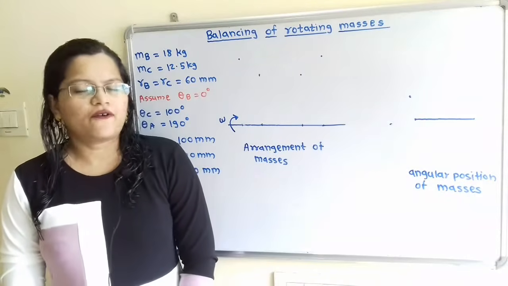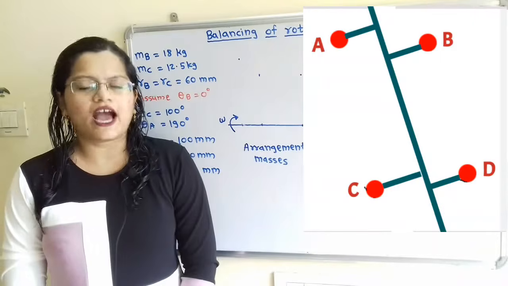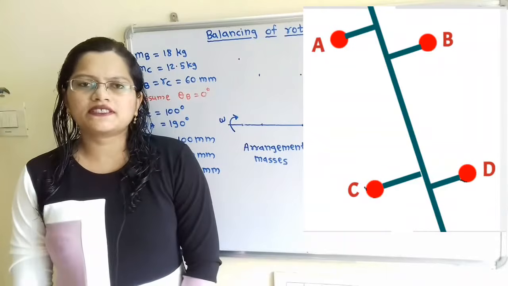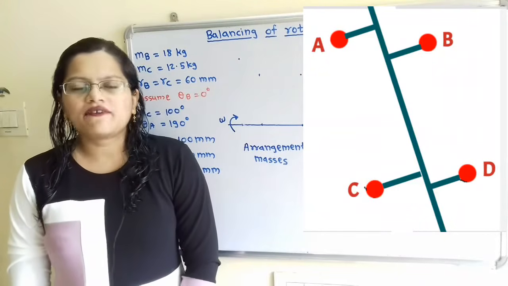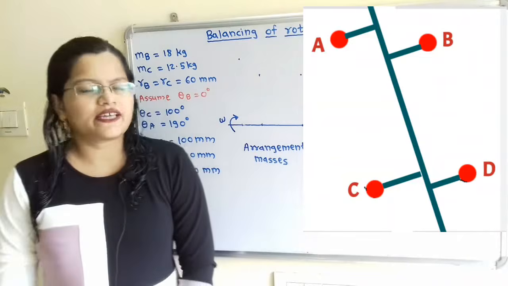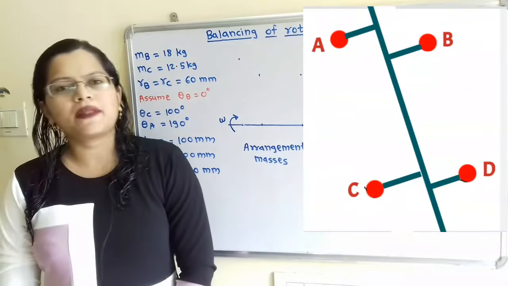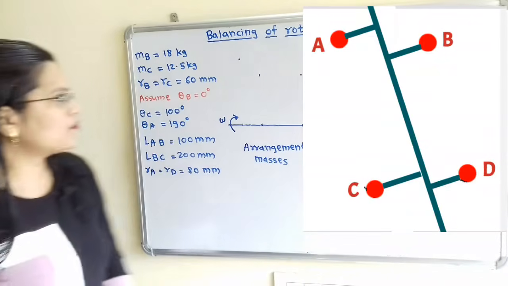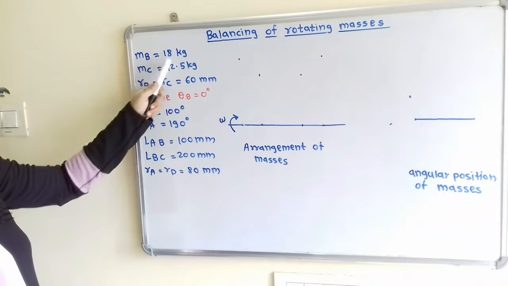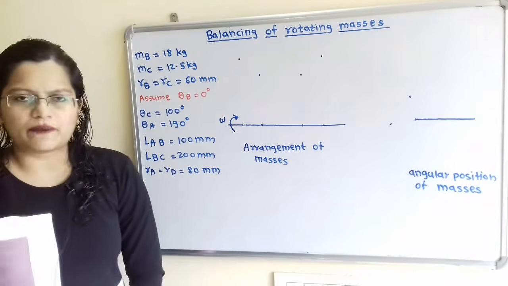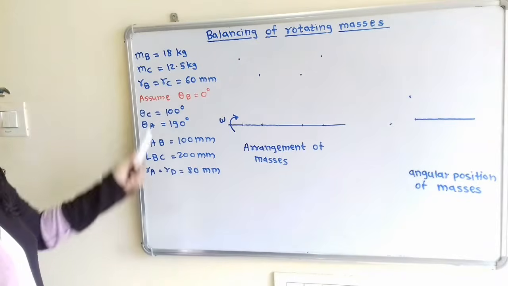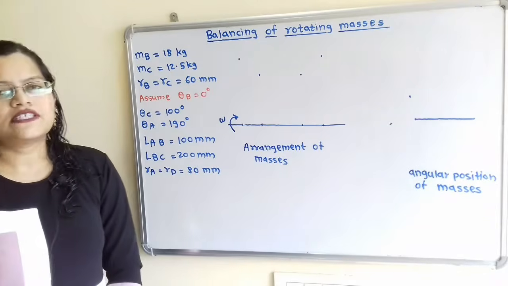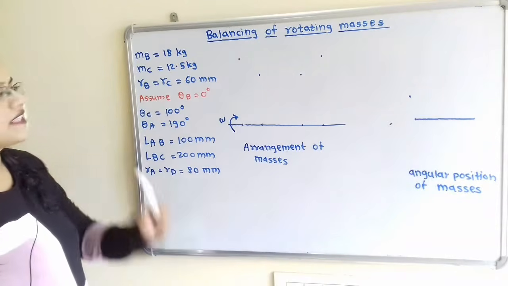In this question, four masses A, B, C and D are rotating in different planes about the shaft and the system is dynamically balanced. From the given data, we will draw the diagram for the arrangement of masses rotating in different planes as well as angular position of the masses. Now, if we observe the mass B, that is MB 18 kg, MC 12.5 kg. So these masses are mentioned. Now the eccentricity for this mass B and C is mentioned and that is equal to 60 mm. So how to plot this eccentricity?